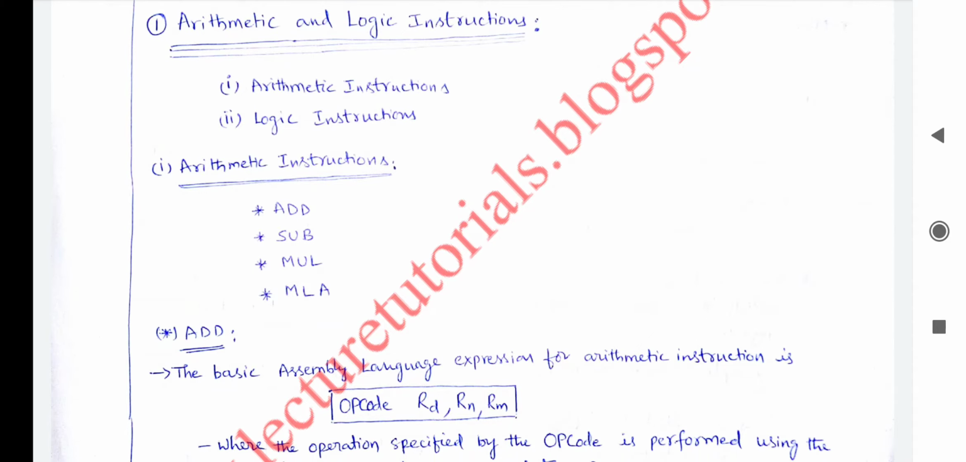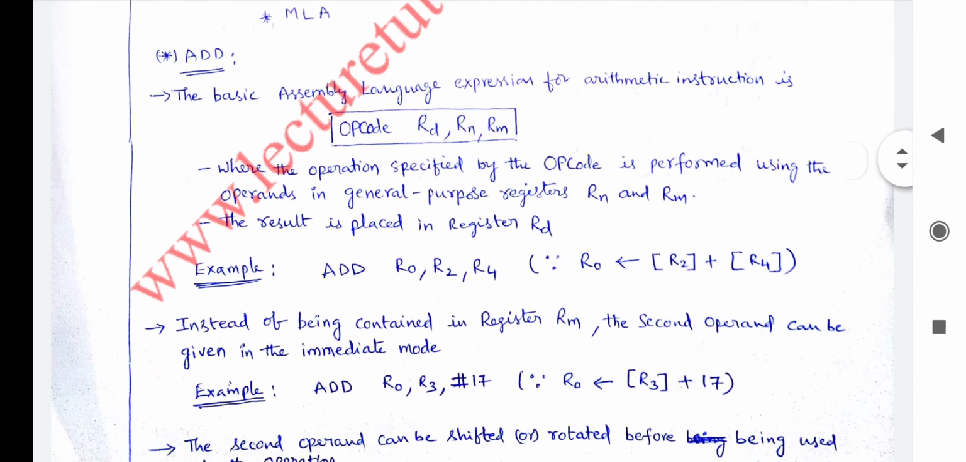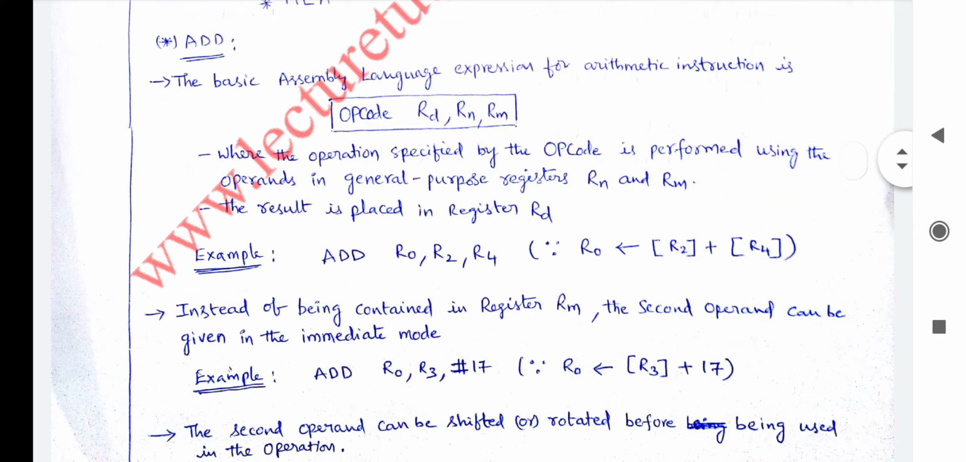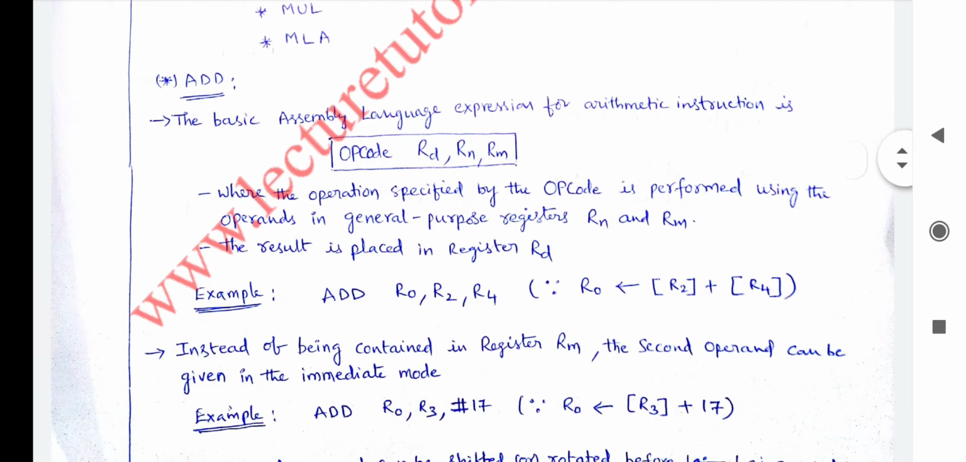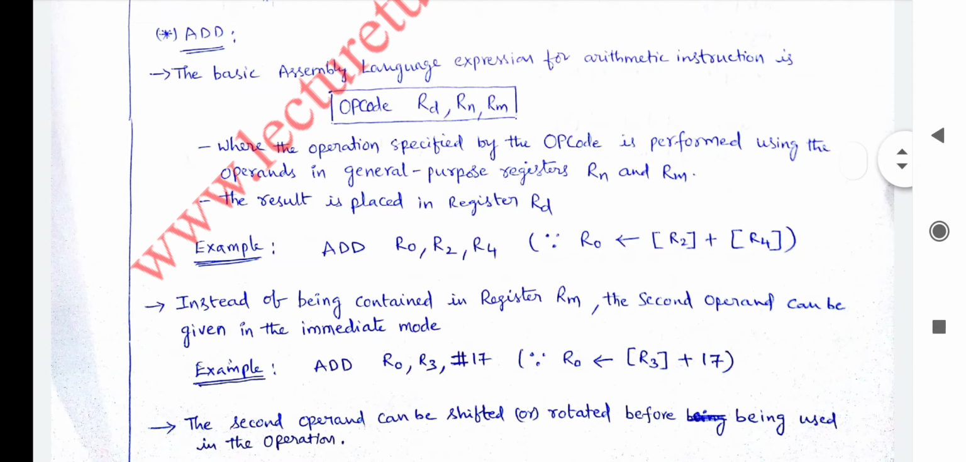For addition, we have to use an opcode: ADD, SUB, MUL, and MLA. First, ADD. The basic assembly language expression for arithmetic instruction is, it simply say the syntax. The syntax for addition, opcode. It's nothing but operational code.